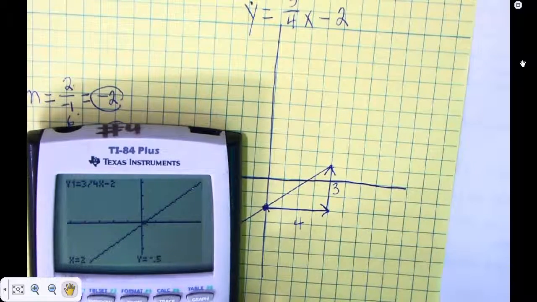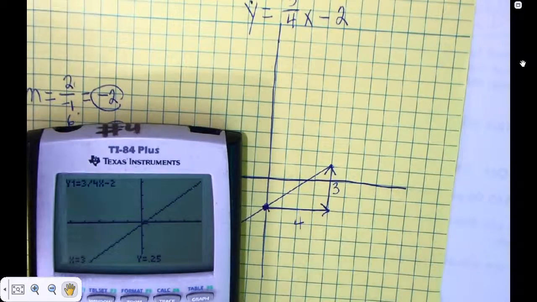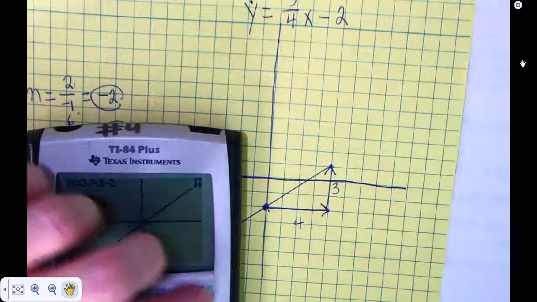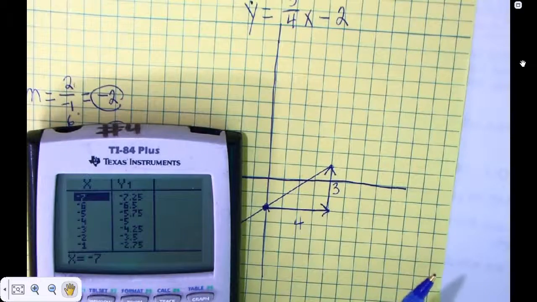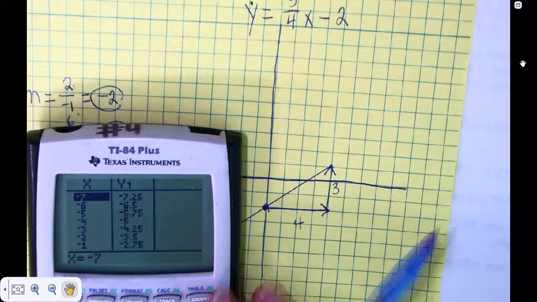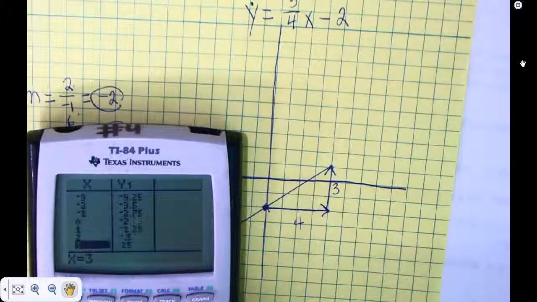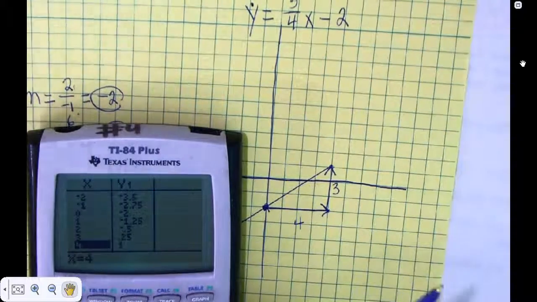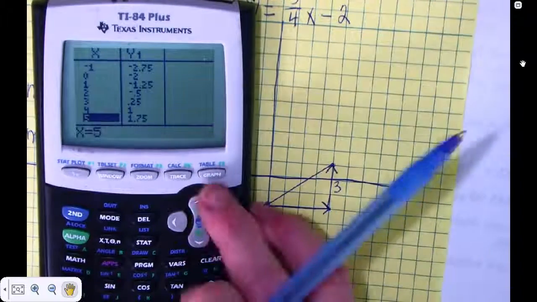Okay. So what I need us to do, this might be too hard. Okay. Go to the table. Hit second table. Graph in blue. We did that yesterday. We looked at the table. We'll hit second and then graph. Now, we're hunting for 0 in the y. And it skips right over it.